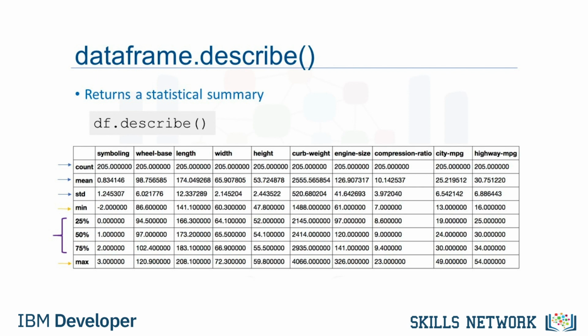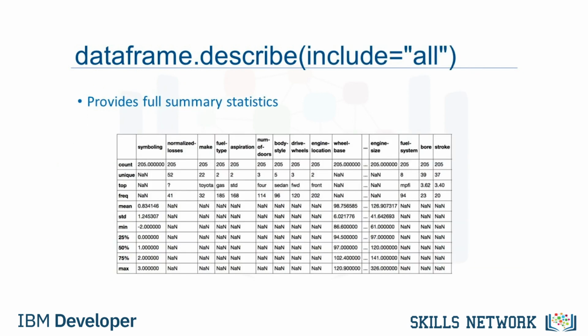By default, the dataframe.describe function skips rows and columns that do not contain numbers. It is possible to make the describe method work for object type columns as well. To enable a summary of all the columns, we could add an argument include equals all inside the describe function brackets. Now the outcome shows the summary of all the 26 columns, including object typed attributes.